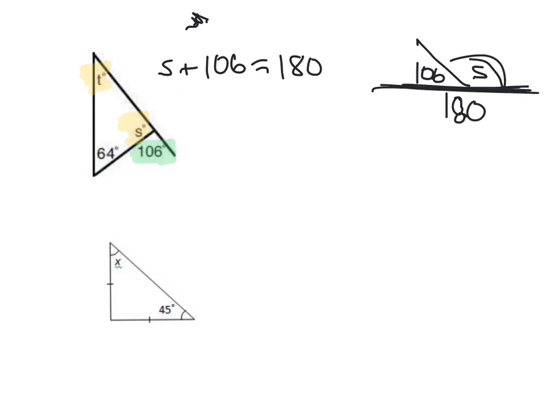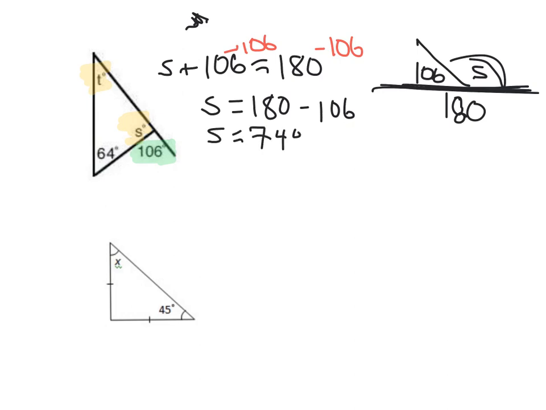So those of you that are balancing, you know that your next line is going to show that you're taking away 106 from both sides. And then if you're doing inverse operations, we would have S equals 180 minus 106. So I know that S equals 74 degrees, and I know it because of that relationship over there, which is supplementary.